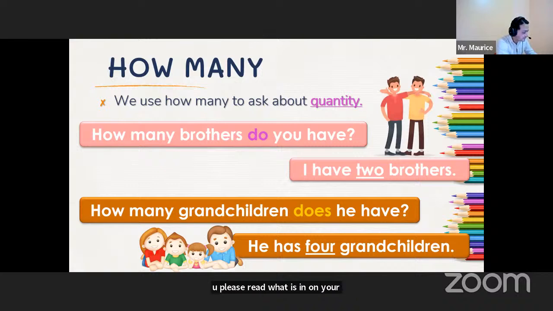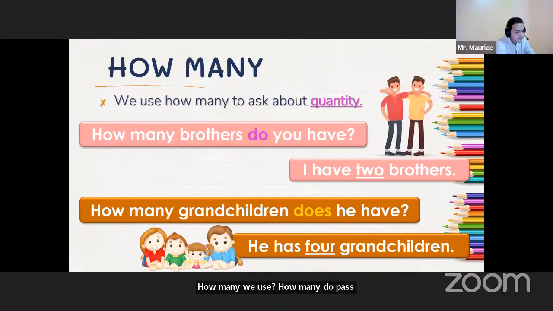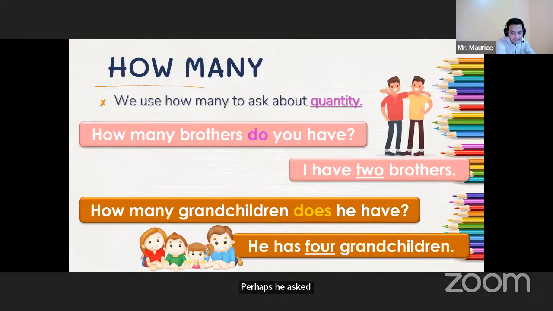Good morning. How many? We use how many to ask about quantity. How many brothers do you have? I have 2 brothers. How many grandchildren does he have? He asked for grandchildren. Excellent.